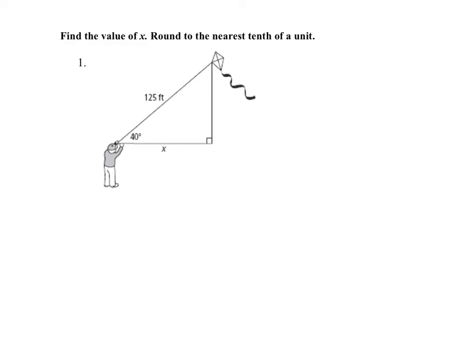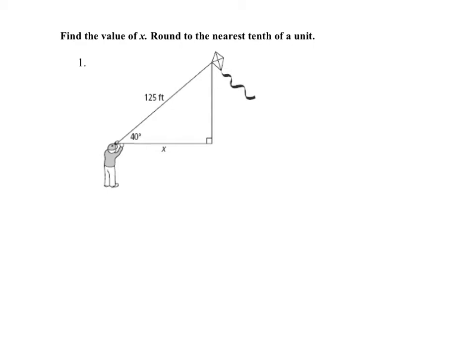Hi, so in this unit, we're going to continue working with trig ratios, right? Sine, cosine, and tangent. Okay, so let's start with some exercise. My first one is telling me that this person is holding up a kite forming a 40-degree angle. This is an angle of elevation right here, right? And we want to find the horizontal distance to where that kite is.